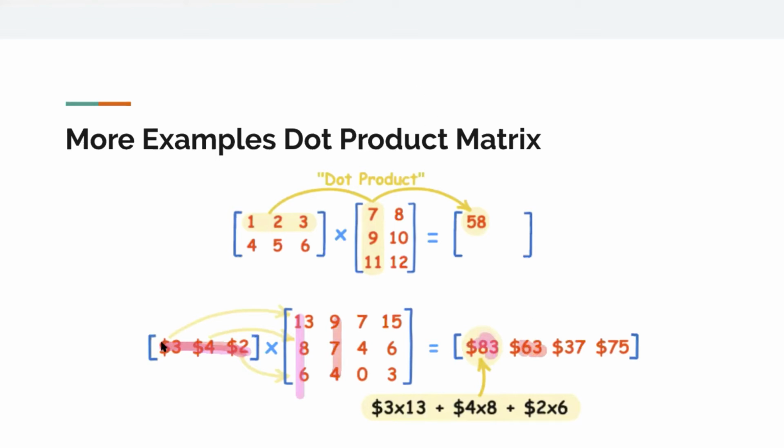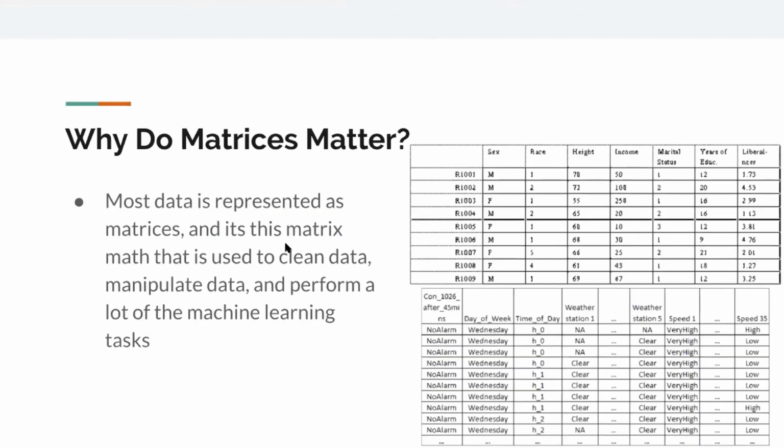Then this by this gives you this. Finally, this by this gives you that. Okay, so why does this matter? Why do matrices matter? Most data is actually represented as matrices, right? Think about it: if you got rid of all these lines and you had these values, it's basically just a matrix. It's just rows and columns of numbers.